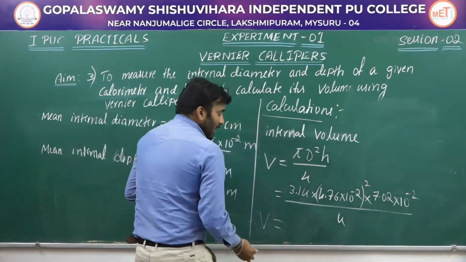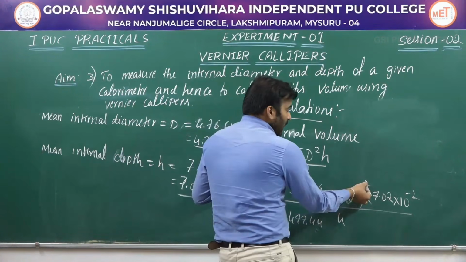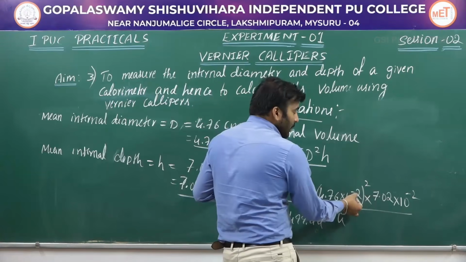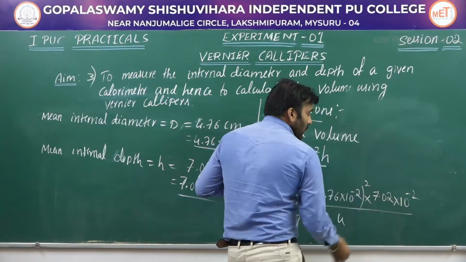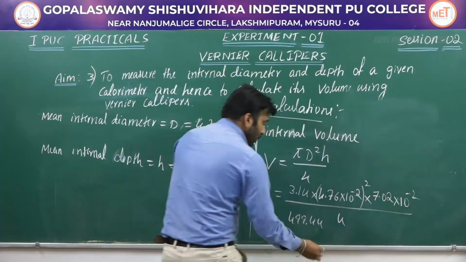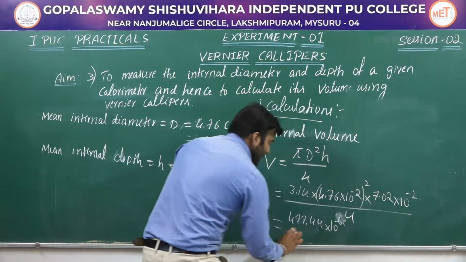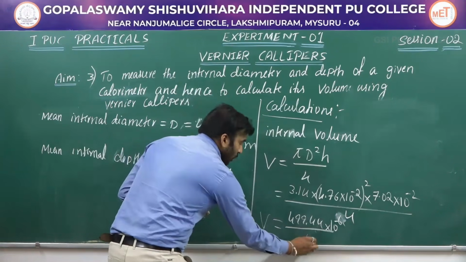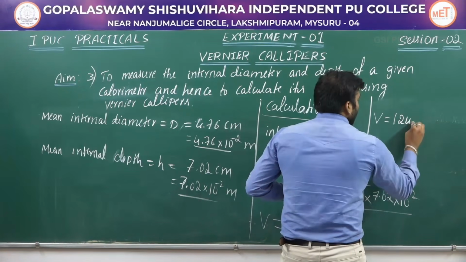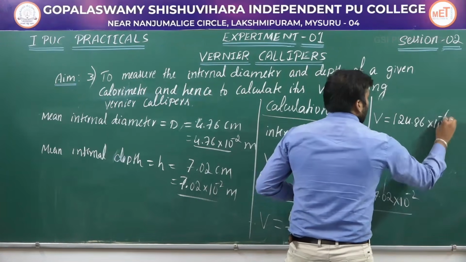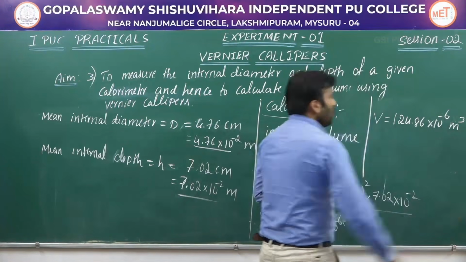If you do the numerator, you will get 499.44. Here you have 10 power minus 2 square, which will become 10 power minus 4. And here we have 10 power minus 2. If you multiply this, you will get 10 power minus 6. Therefore, in the numerator, we have 10 power minus 6. This divided by 4, the final answer will be 124.86 into 10 power minus 6. The unit of this volume is meter cube.